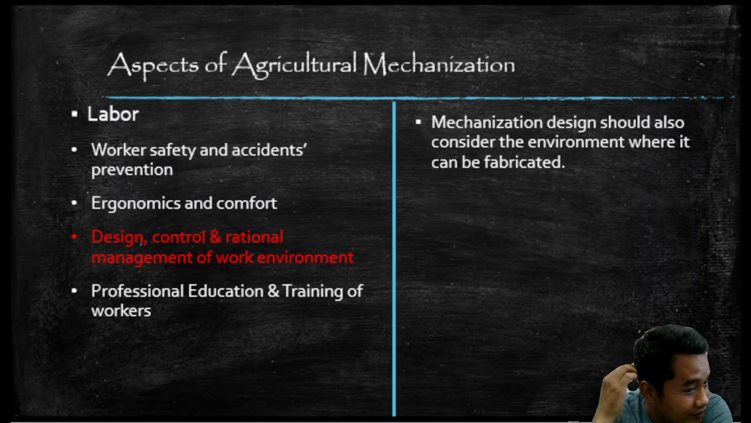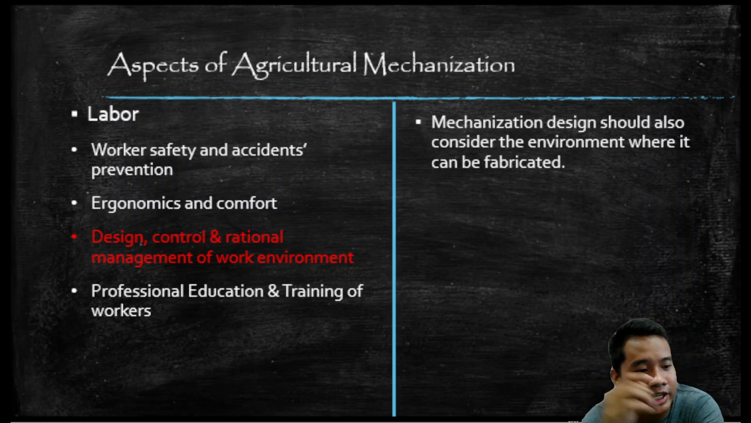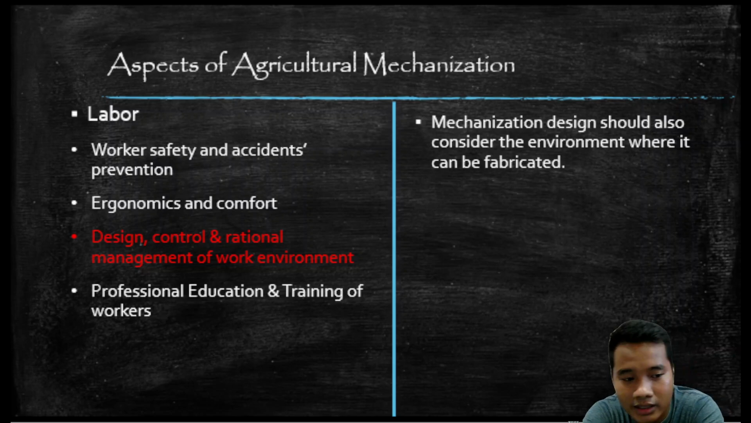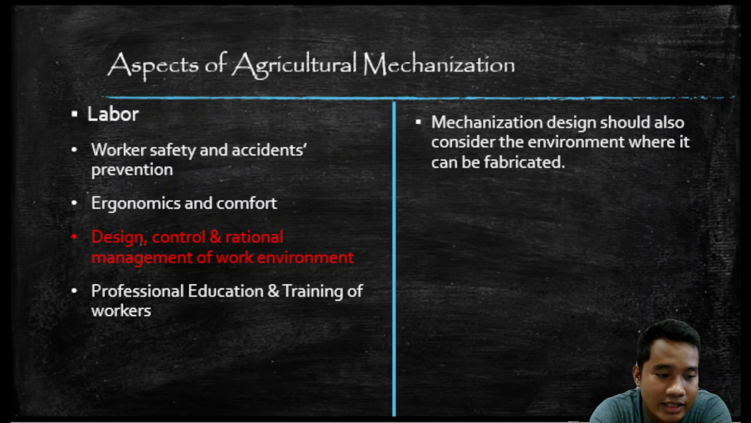For example, most of the machinery designed in Ilocos is different. The design consideration is different from Cagayan, because Cagayan has a type 3 climate and Ilocos Norte has a type 1 climate. So those are the differences in design consideration in terms of work environment.